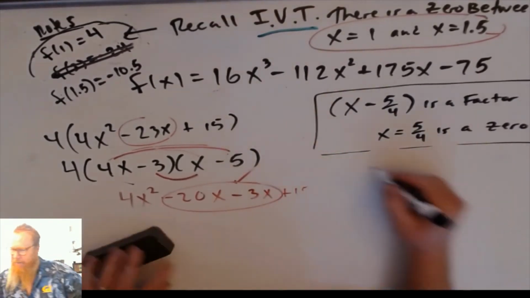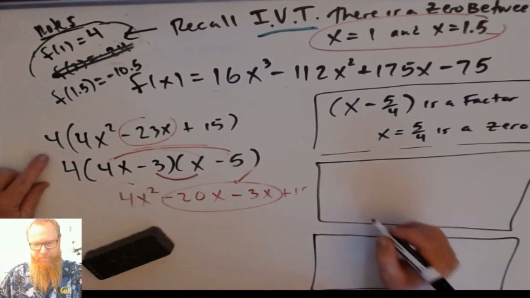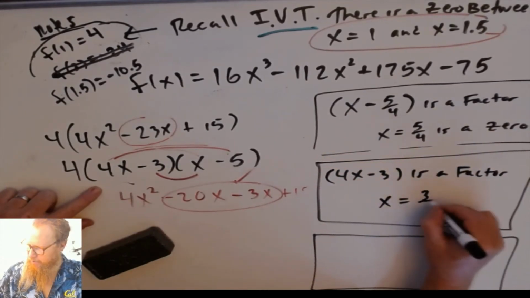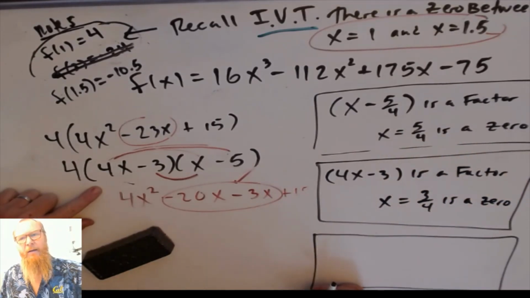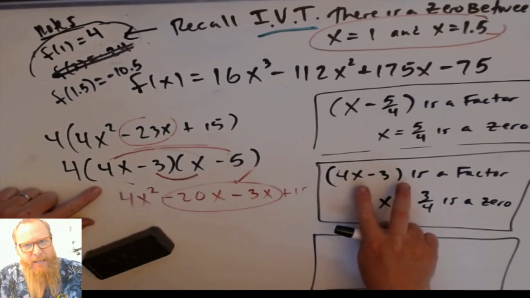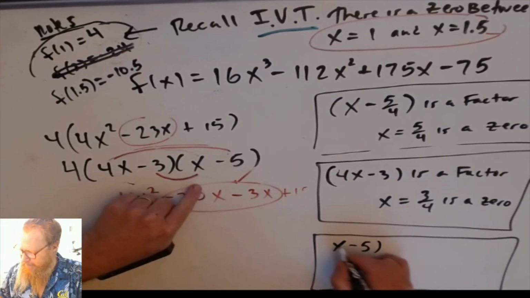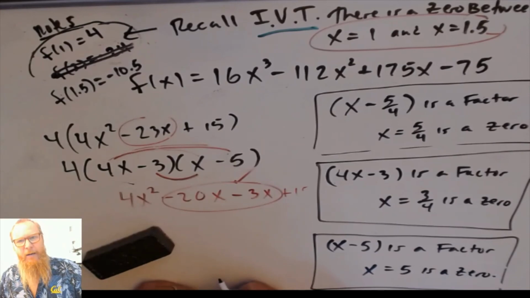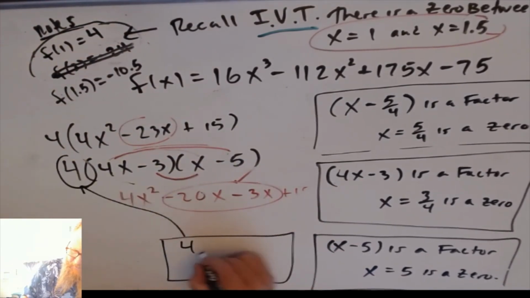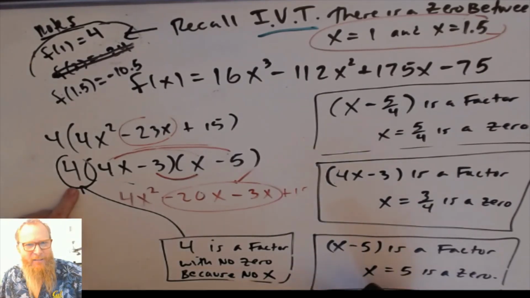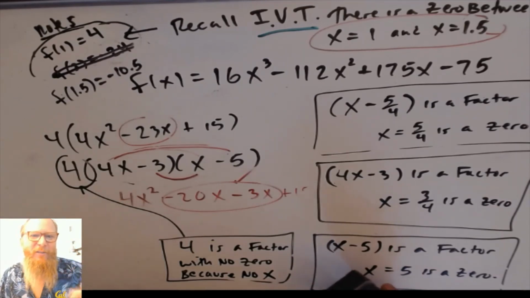Okay, so let's list out our factors now. 4x minus 3 is a factor. So x equals 3/4 is a 0. I hope I don't need to show that. Just take this factor, make it an equation by setting it equal to 0 and solve it. All right. And then x minus 5 is a factor. x equals 5 is a 0. I will make a note. 4 is a factor with no 0 because it has no x. So if you have a factor with no x, it's still considered a factor. It's just a factor that doesn't give you a 0.